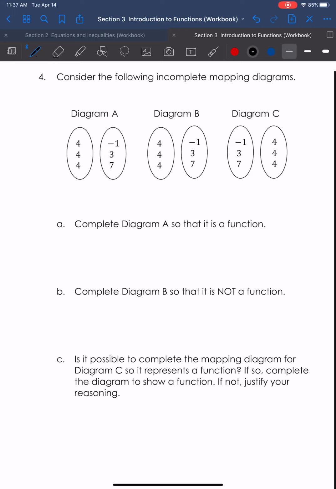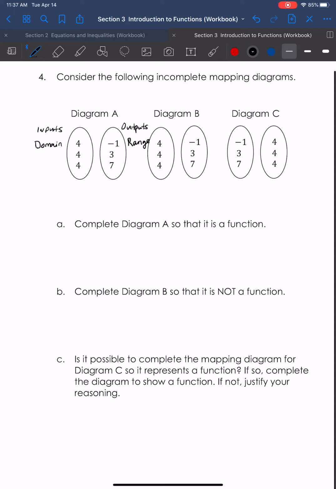Alright, so this video comes from section 3, topic 1, and we're going to go over the basic definition of a function. Alright, functions are comprised of inputs and outputs. The input can also be called the domain, and the output can be called the range.